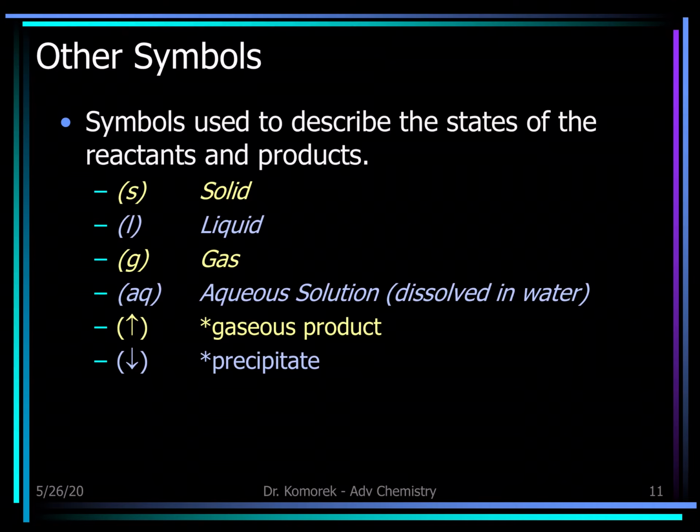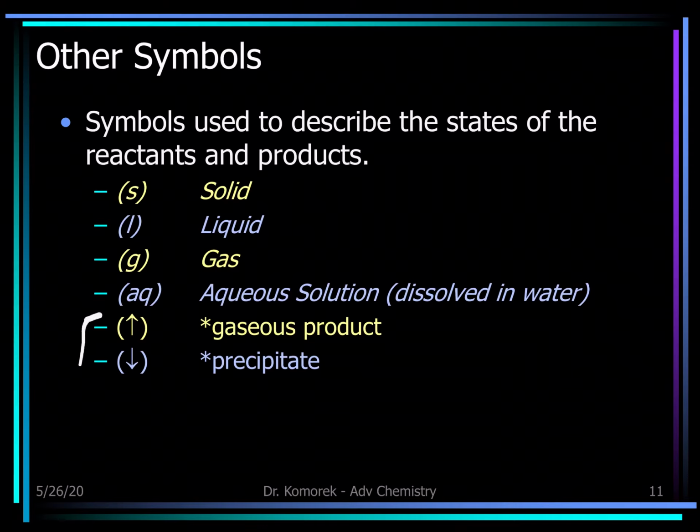There are a variety of other symbols that we place in there to make sure we represent known facts. For example, we can place any of these symbols in parentheses after an element or a compound to show what state it's in. The first three are a little more common sense. We use S, L, or G in italics and in parentheses to show that it's a solid, a liquid, or a gas. AQ is a very common and very important one that shows that the substance is dissolved in water. So we call this an aqueous solution.